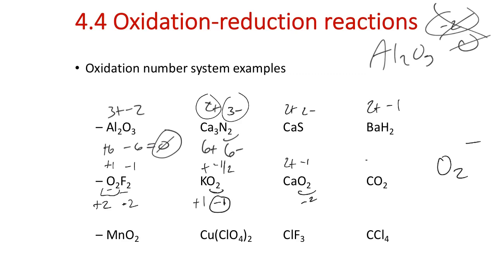CO2, ordinary, so we might look at the oxygen. We know it's a minus 2. There's two of them for a minus 4, so that's how we identify carbon as a plus 4. So kind of start with what you know and then deduce what you don't know.